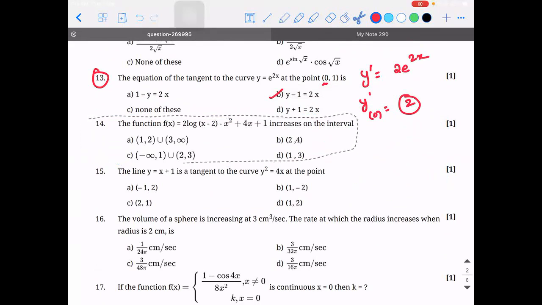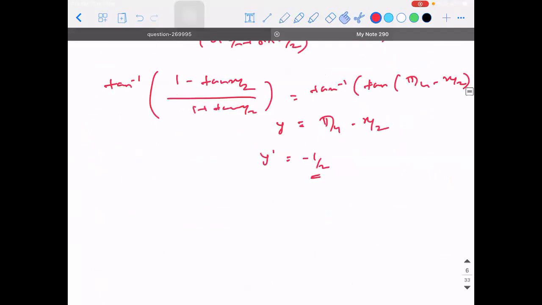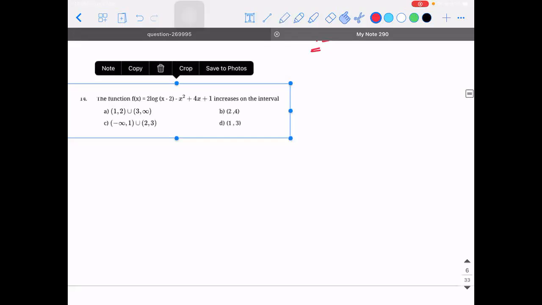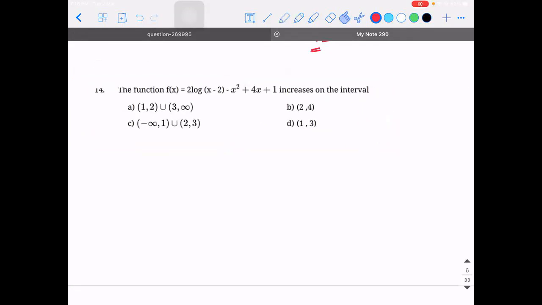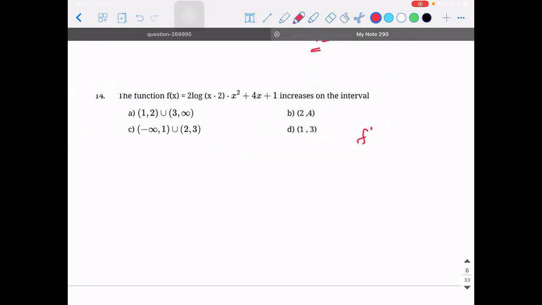This should be a good problem. The function f of x is equal to 2 times log of x minus 2 minus x square plus 4x plus 1 increases on the interval. Increases means what is the condition? f dash of x greater than 0. So what is f dash of x here? 2 divided by x minus 2 minus 2x plus 4.